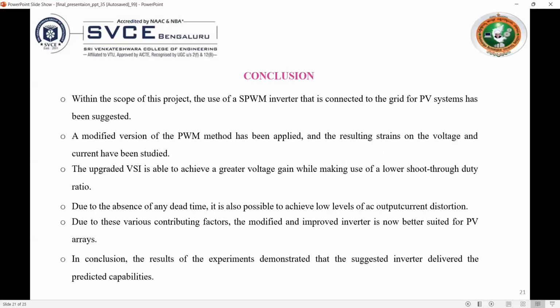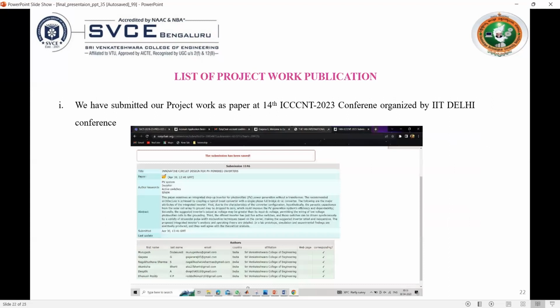So the conclusion is, within the scope of this project, an SPWM inverter connected to the grid for a PV system has been suggested. Conversion of DC to AC happened, and the PWM method has been applied, and the resulting strain on voltage and current has been studied. The result of the experiment demonstrated that the suggested inverter delivers the predicted capabilities.